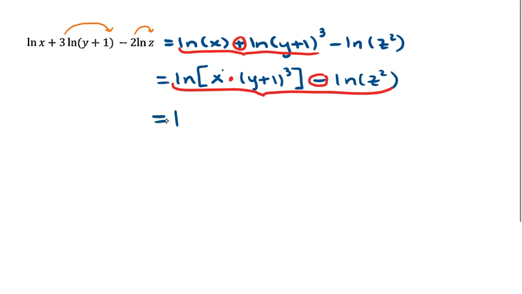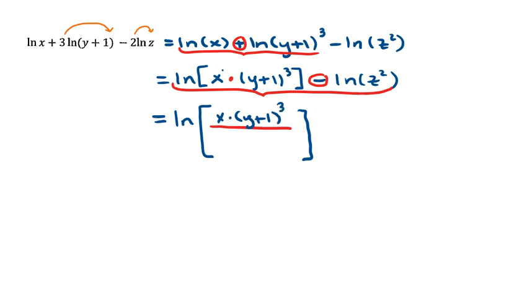Let's write out one copy of the natural log notation. We'll open up a bracket and write out a big fraction bar, close the brackets off, and in the numerator we'll put the first argument in our last line, which is x times quantity y plus 1 cubed. Now on the bottom we'll have the second argument, which is z squared. Since this is down to a single log, this problem is finished.